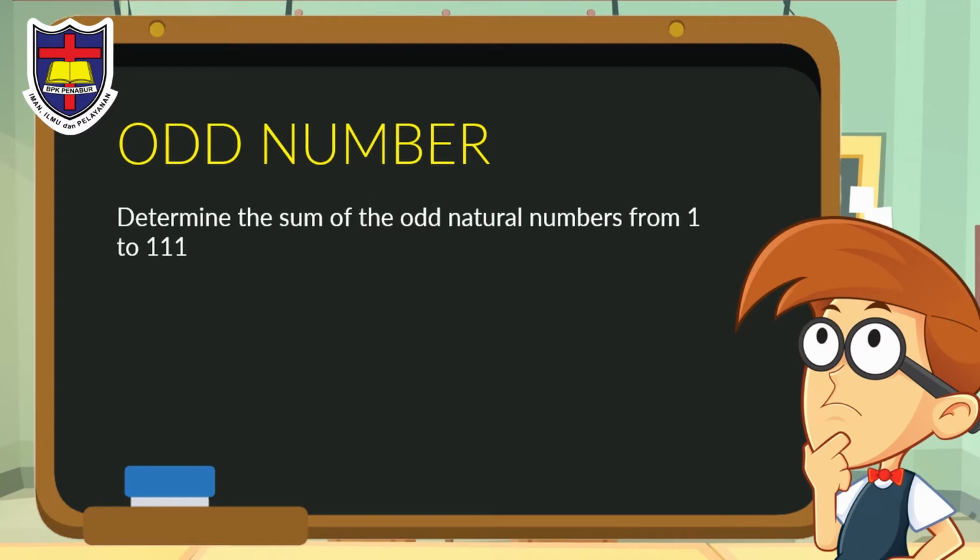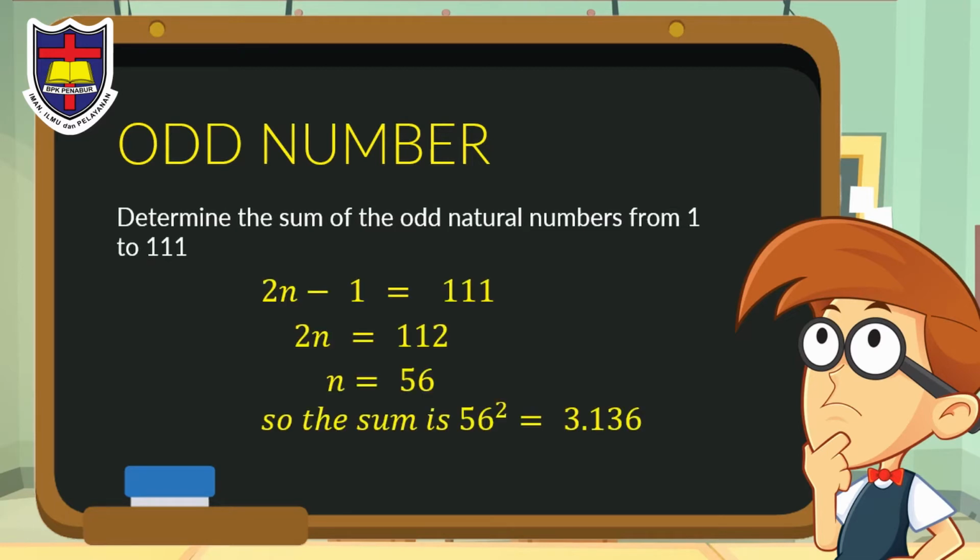Determine the sum of the odd natural numbers from 1 to 111. Okay, so now we've already known about the nth term. The nth term is 111. But to determine the sum, we must know the value of n. So we can use the nth term formula. 2n minus 1 equals 111. So 2n equals 112. So we've got n equals 56.